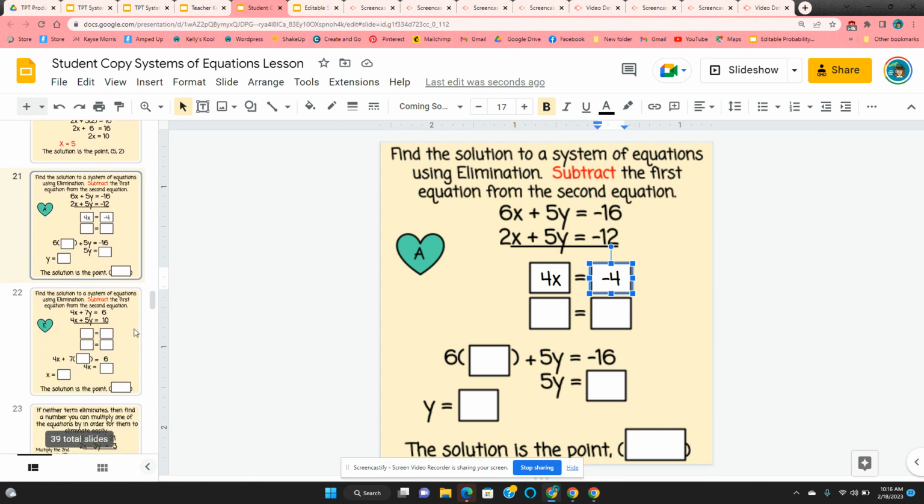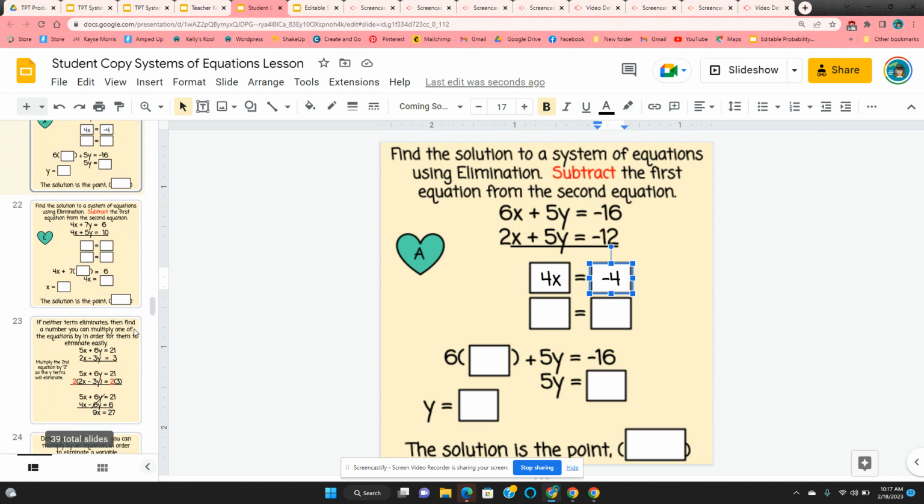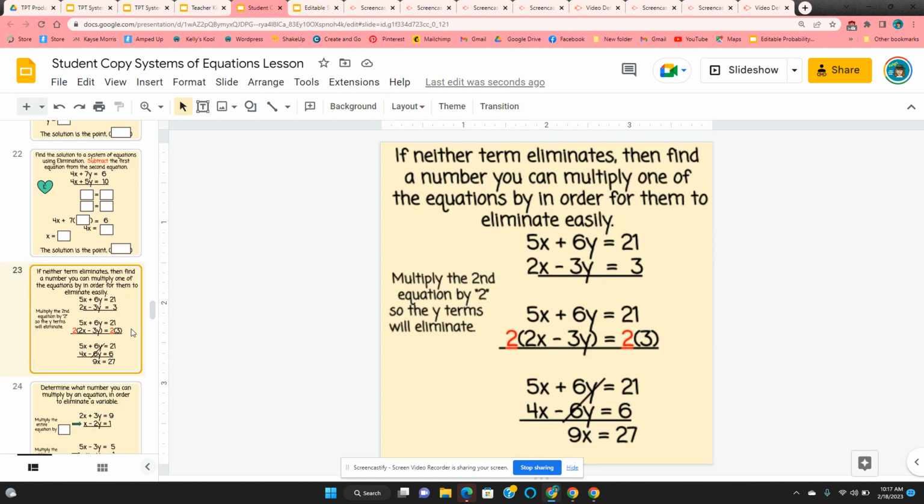Okay, and then they're going to solve that one. Got a couple more to solve. And then they're going to eliminate. Now, sometimes they don't eliminate easily. So you might need to take one equation and multiply by a number that would give you something to eliminate.